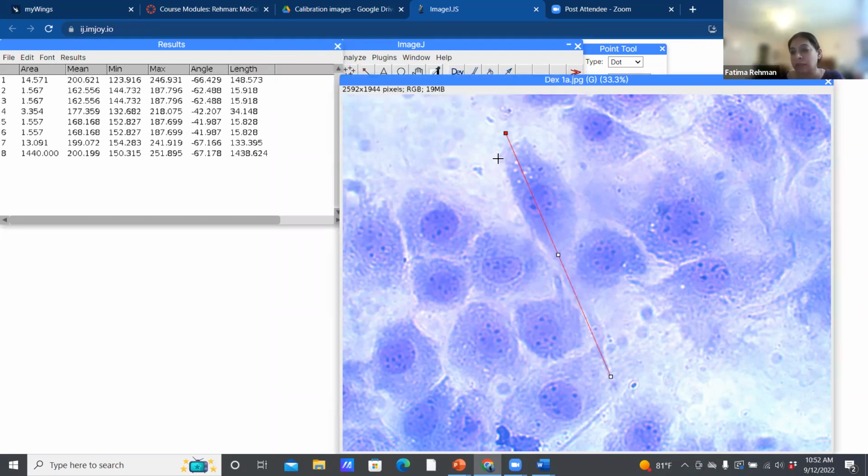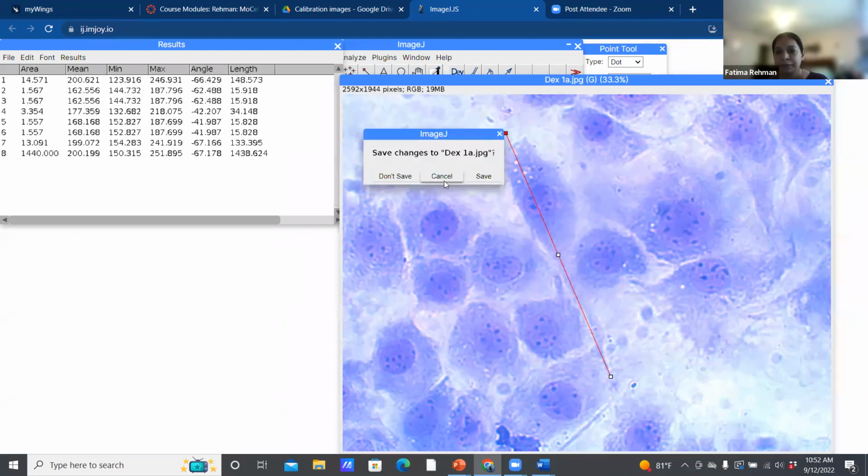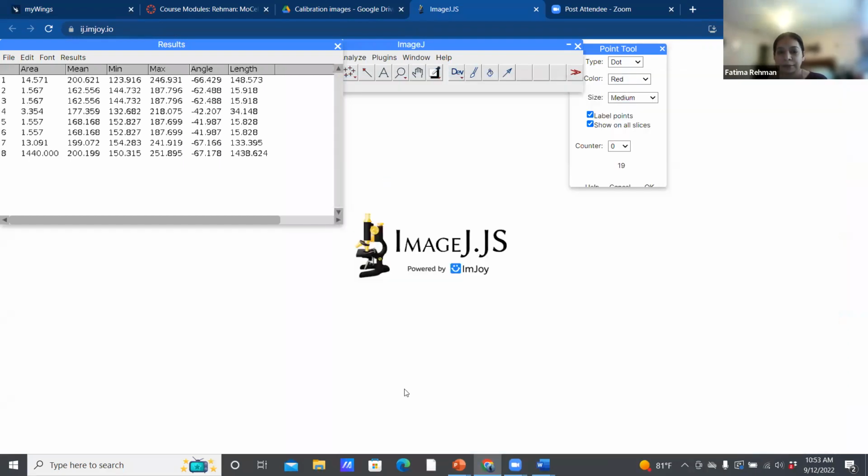So that's how you could do it. If you don't have a scale and you are putting in all the numbers without scale, they'll be in pixels, and then you would convert them into micrometers by dividing by 10.2. And if you have them in micrometers, you can multiply by 10.2. Okay? That's it.